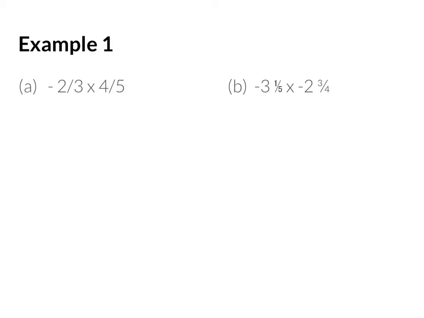Example 1, multiplying. I find it helpful to rewrite these with the numerators next to each other and the denominators next to each other. Negative 2/3 times 4/5. When I multiply fractions, I multiply my numerator straight across, so negative 2 times 4, negative 8, and my denominator straight, 3 times 5, 15. And this one can't be simplified, so for A, I got negative 8/15.